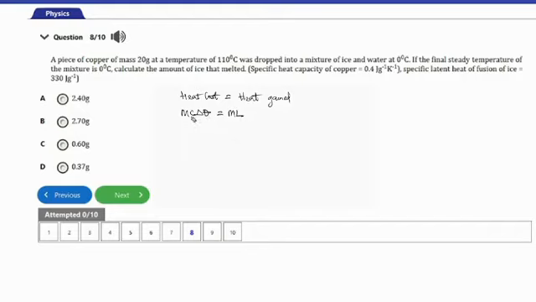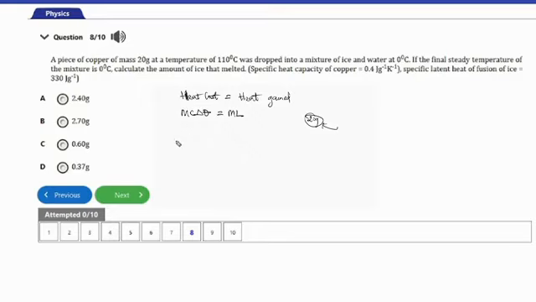So guys, if we use this, then we are going to have the mass, which is 20 grams of copper. Since we have this in grams, that's 20 grams of the mass, and then the specific heat capacity is also in joule per gram per Kelvin.